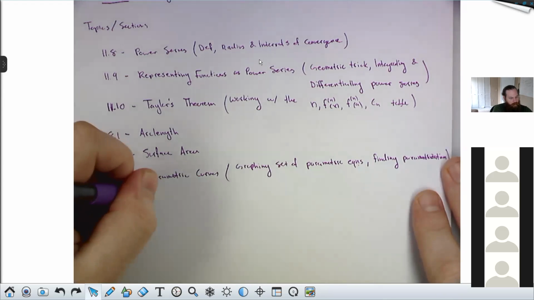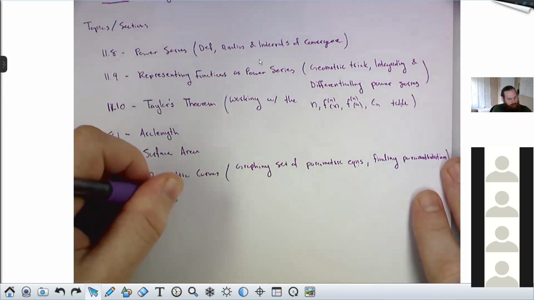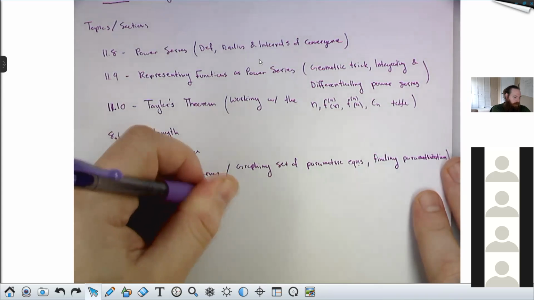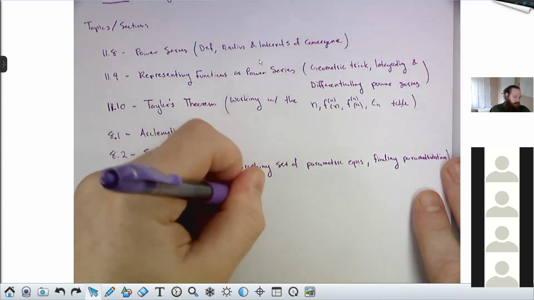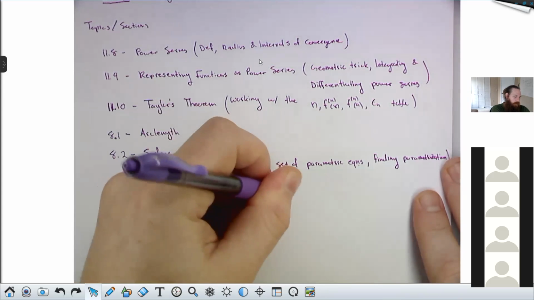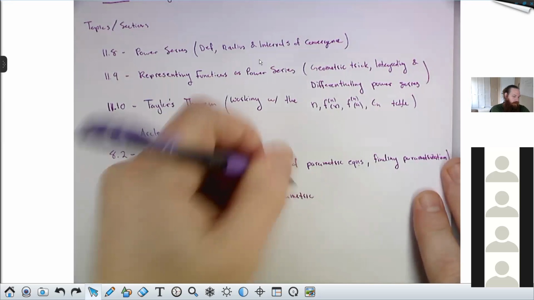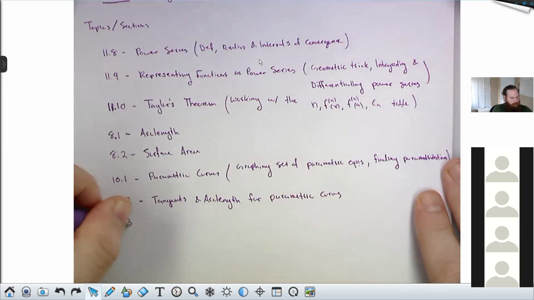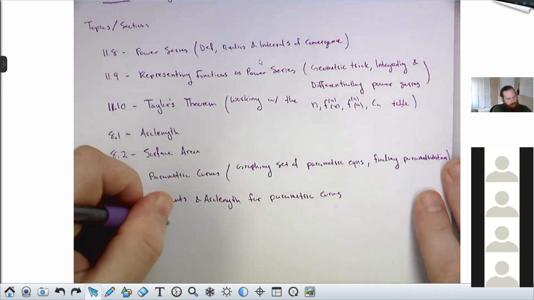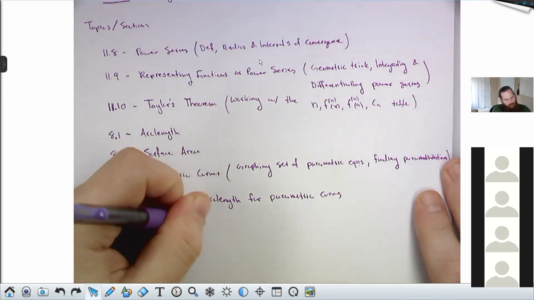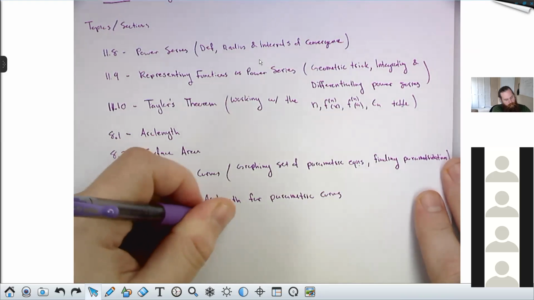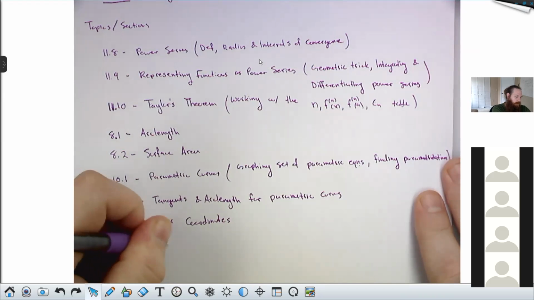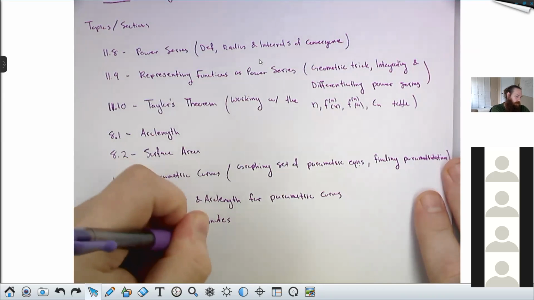Here we talked about tangents and arc length for parametric curves. And then 10.3 was polar coordinates. 10.4 we covered today, which is areas in polar coordinates.